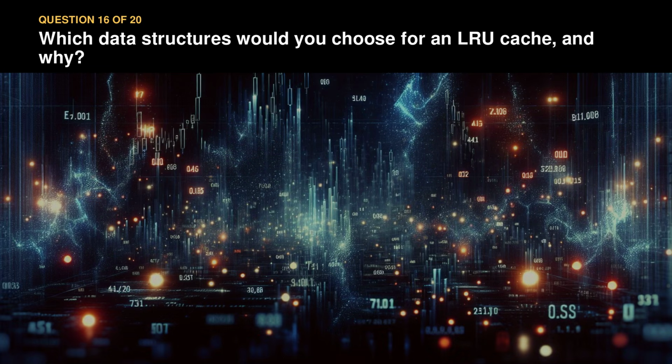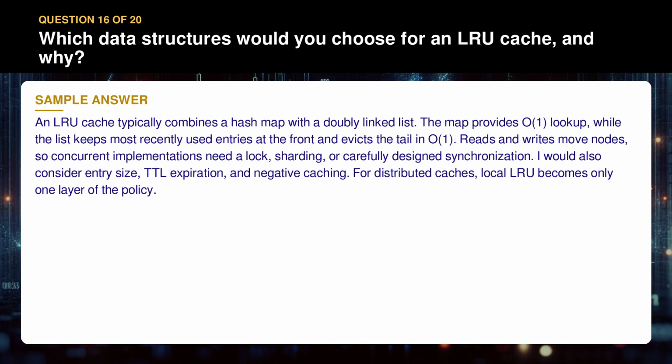Question 16. Which data structures would you choose for an LRU cache, and why? An LRU cache typically combines a hash map with a doubly linked list. The map provides O(1) lookup, while the list keeps most recently used entries at the front and evicts the tail in O(1). Reads and writes move nodes, so concurrent implementations need a lock, sharding, or carefully designed synchronization.